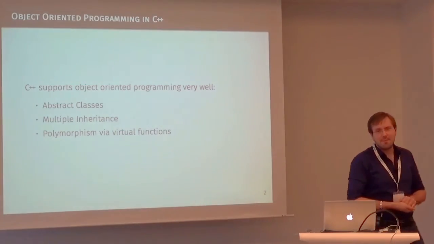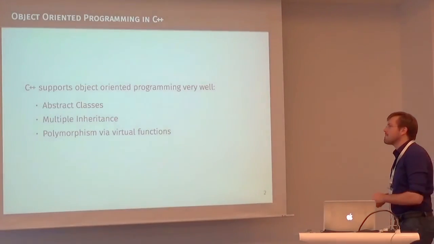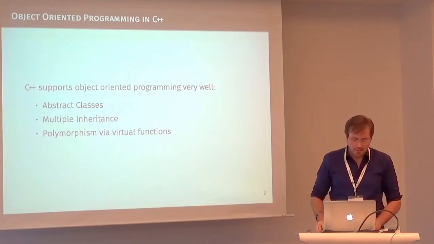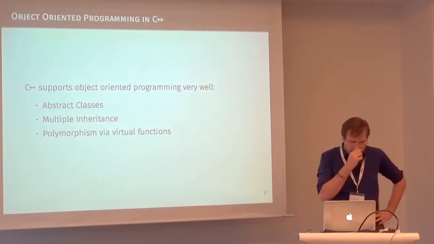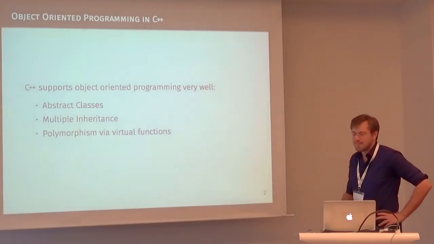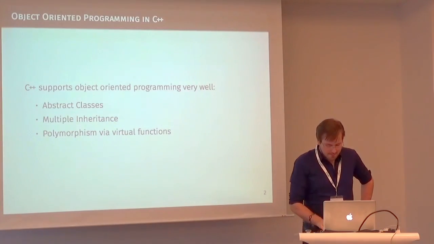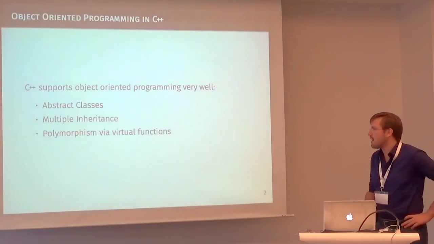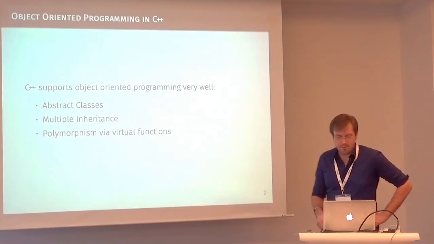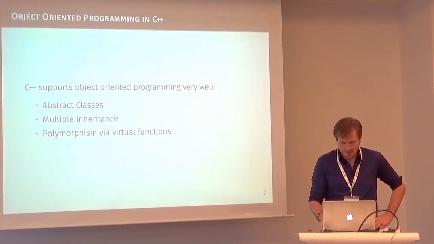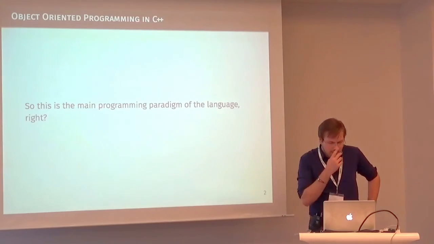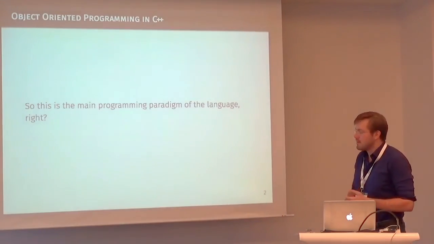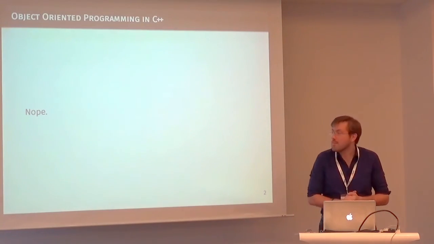So C++ supports object-oriented programming very well. We have abstract classes, multiple inheritance, polymorphism, encapsulation, everything else. And it started as an object-oriented language. It was called C with Classes for a reason. So object-oriented programming is the main paradigm of the language, right? Really, no, not anymore.